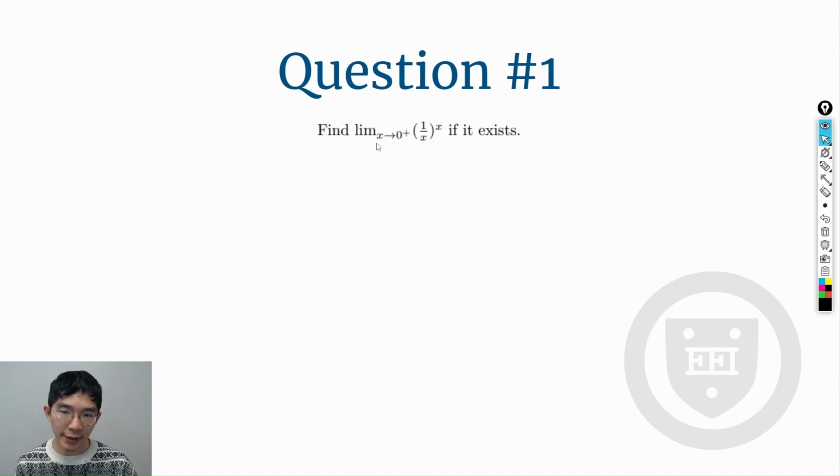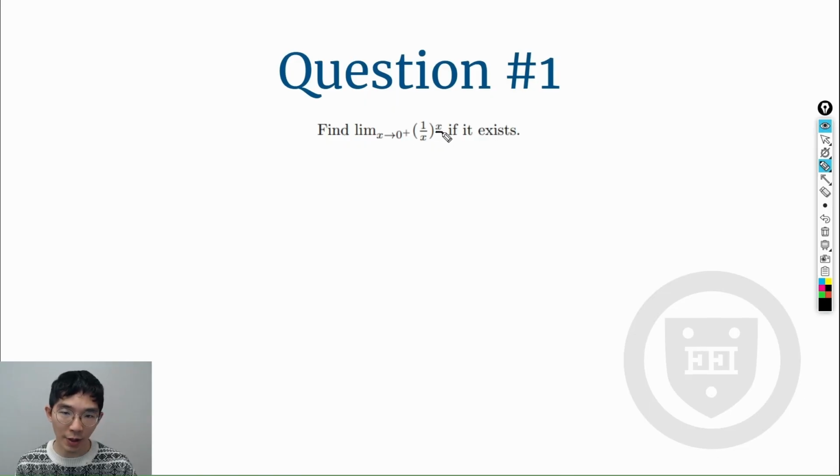Now if we take a look at (1 over x) to the power of x as x approaches 0 from the right, you notice that our base, 1 over x, goes to what? Infinity as x approaches 0 from the right. While my power, x, goes to what? 0 as x approaches 0 from the right, for obvious reasons. Therefore, we have a case of infinity to the power of 0.